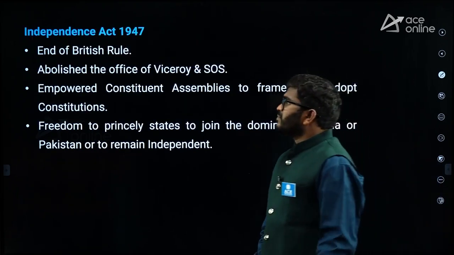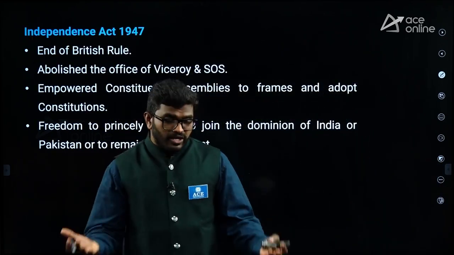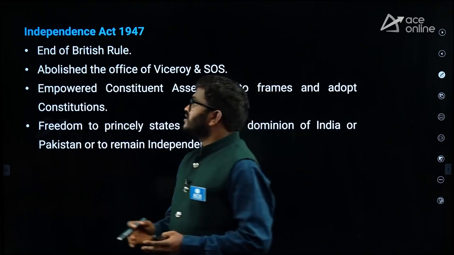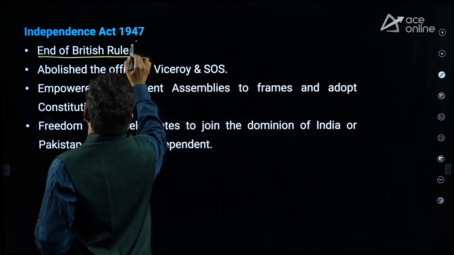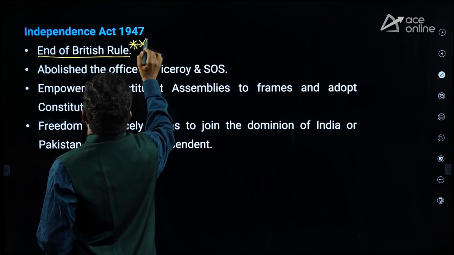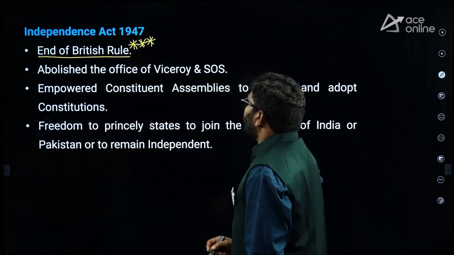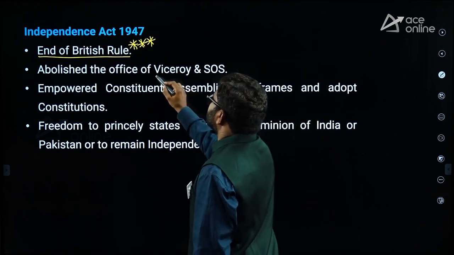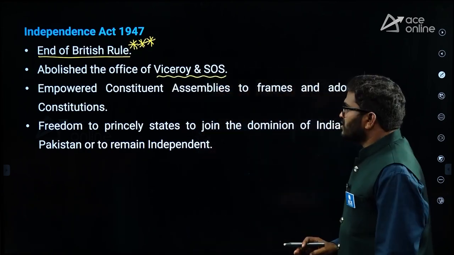And finally, the Indian Independence Act 1947. So we got independence, right? Through this act, the British rule ended. It abolished the office of Viceroy and Secretary of State. So the offices of Viceroy and Secretary of State were abolished.